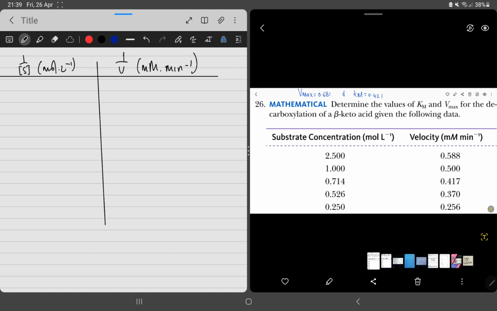Okay, so in order to find the reciprocal value, you're just going to say 2.5 to the exponent of -1. So this gives me 0.400. And then this is just going to be 1.000. And then 0.714 to the exponent of -1, 1.401. And then you're just going to do the same thing for the rest of the values.